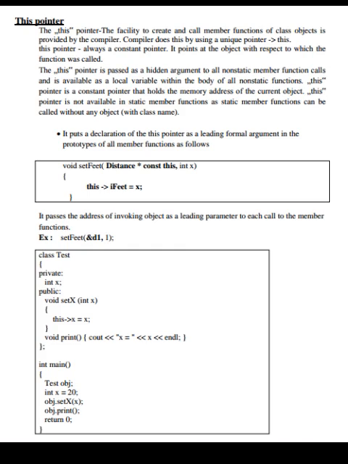The this pointer is not available in static member functions, as static member functions can be called without any object, with the class name. The compiler puts a declaration of the this pointer as a leading formal argument in the prototype of all member functions as follows. It passes the address of the invoking object as a leading parameter to each call to the member functions. See the code.